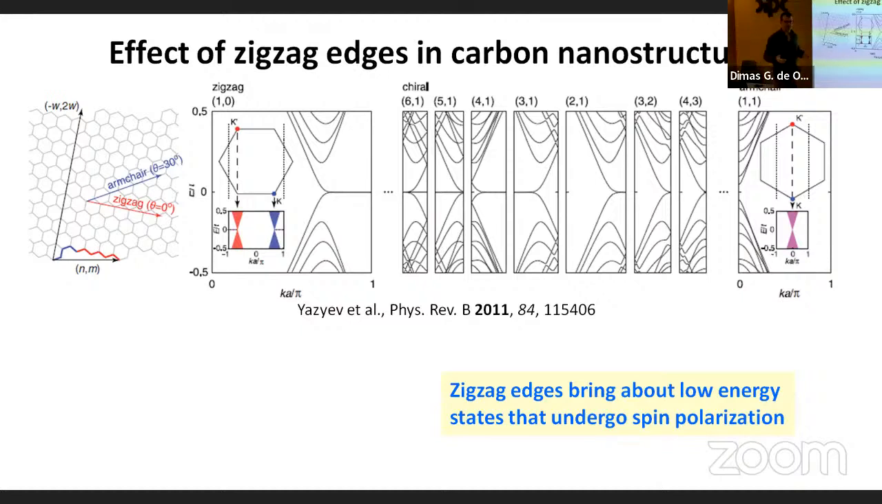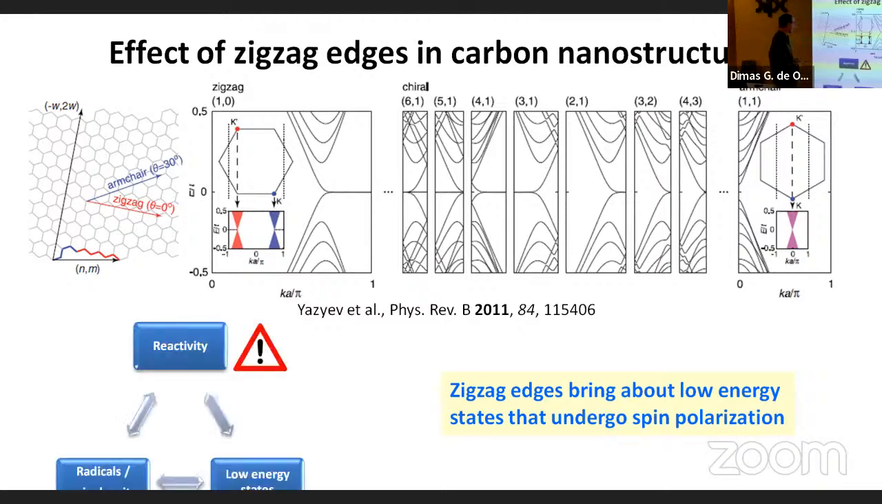Now, this is actually interesting for many types of applications in quantum technologies and spintronics and so on, but it also has a downside to it. And basically, it's that these low energy states, or the spin density, is nothing but radicals. It's basically from uncoupled spins, and this confers the structures very high reactivity.